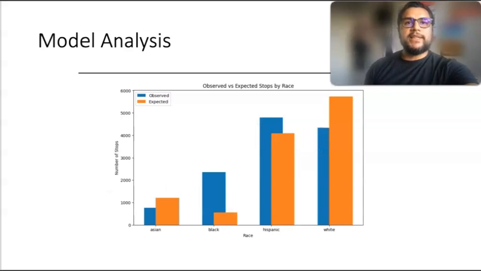The results from the chi-square test of independence provide strong statistical significance of racial disparities in police stops in San Diego. If you look at this chart here, the blue bar shows the observed stops, and the orange bar shows what's expected. So if you look at blacks and Hispanics, blacks should be expected much less to be stopped. Hispanics should be expected to be stopped less as well.